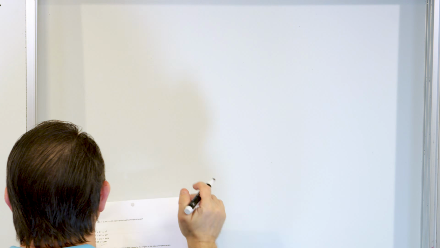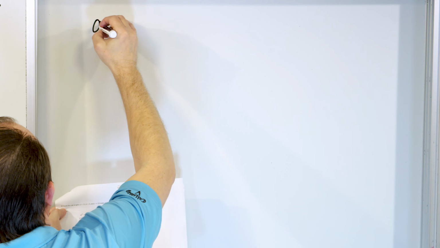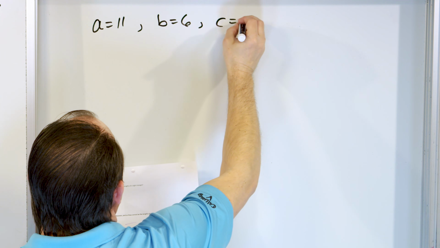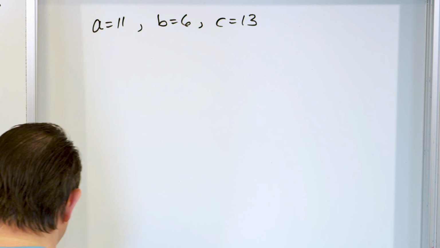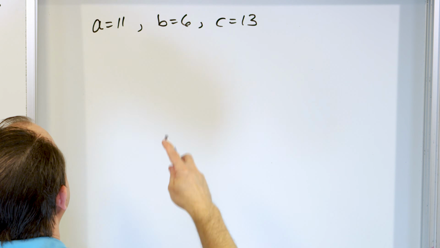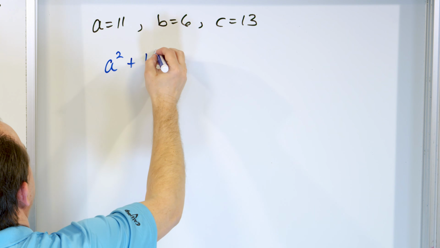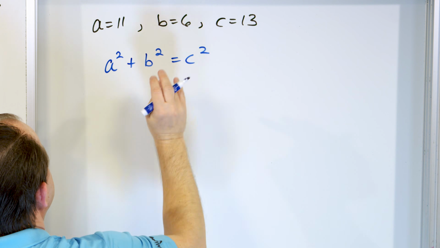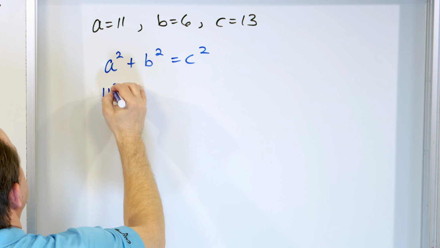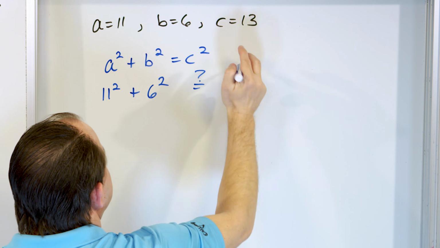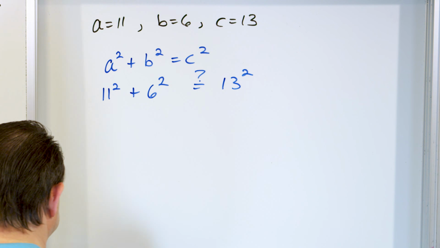All right, this is our very last problem. After this, we're done. Let me ask you, if A is equal to 11 and B is equal to 6 and C is equal to 13, can this form a right triangle? Yes or no? So if it's a right triangle, it has to obey the Pythagorean theorem. A squared plus B squared is equal to C squared. So I put the 11 in here. I put the 6 in here. Question mark, is it equal to 13 squared?